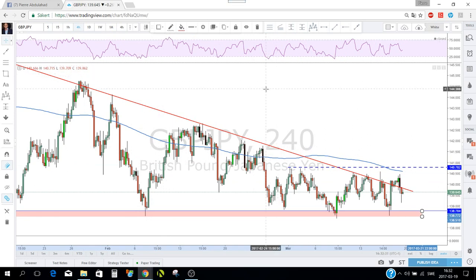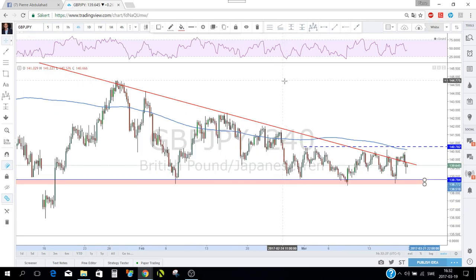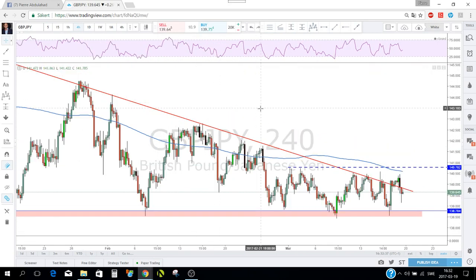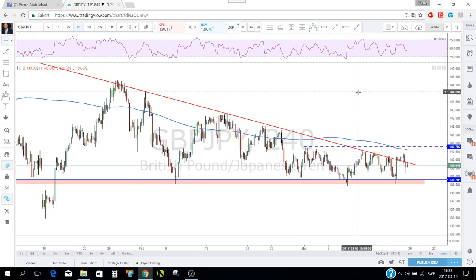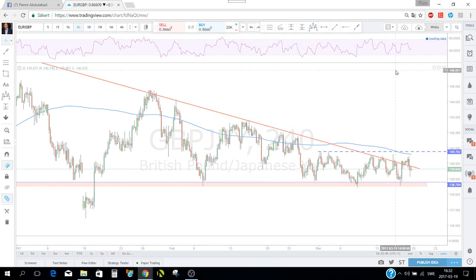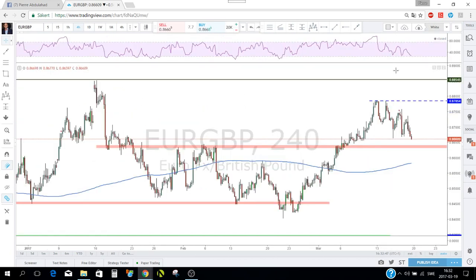RSI 7, mine is not showing divergence. Okay, Robin, you see that your RSI is 7 and yours are not. Yes, if you're asking if my RSI is on 7 period, yes it is. I always use a 7. So that was it about British Pound Jappy.